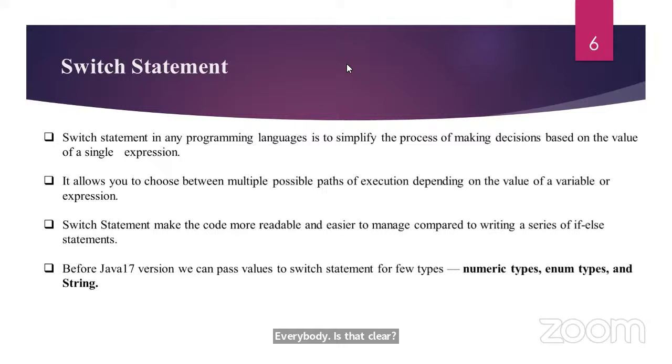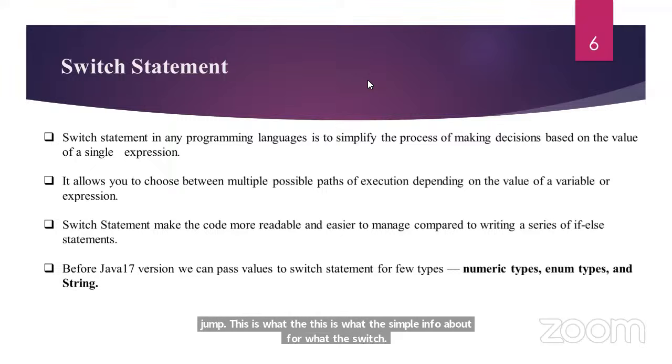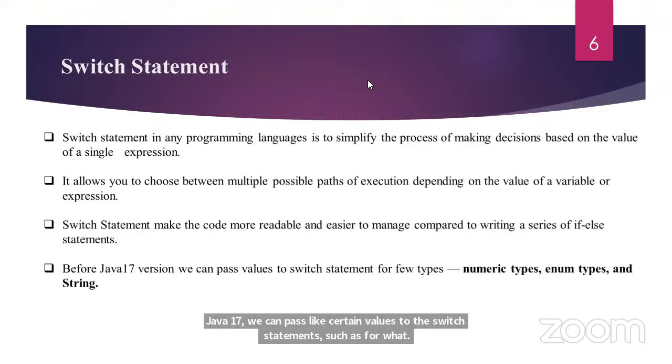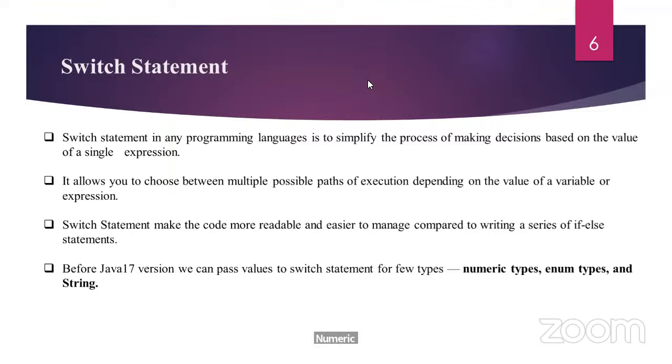Yes, fine. Let's jump. What is this slide about? The switch. As part of this slide, you will get to know that switch is better than if else if. That is the most important point. And the second important point is that before Java 17, we can pass only certain values to the switch statement, such as numeric types, enumerations, and strings. Understand? Yes. Let's jump on to the next.